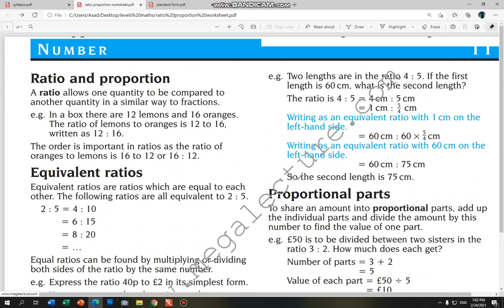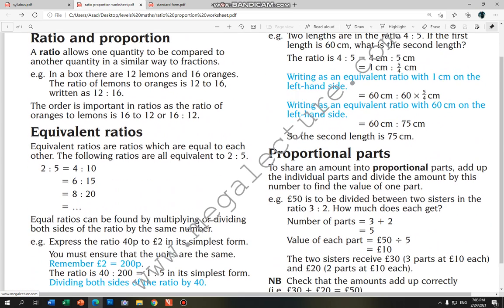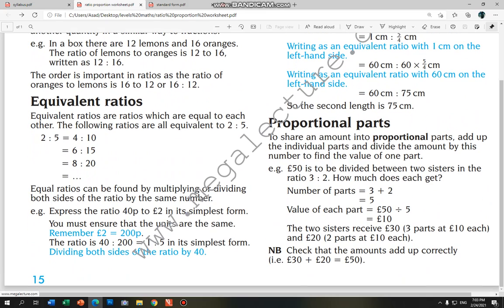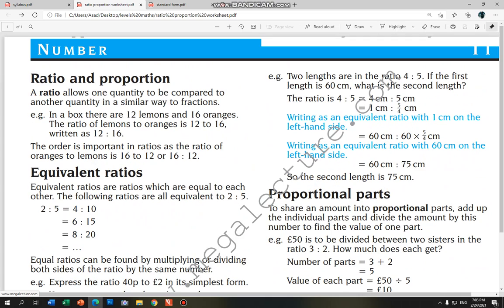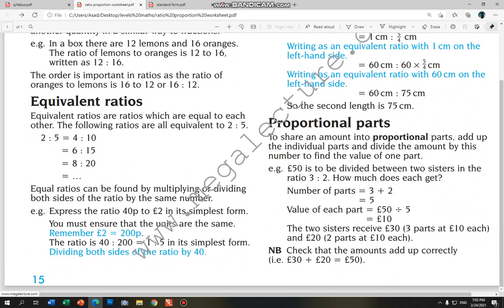So this was my topic for ratio and proportion. I am sure that you surely get these three topics: number 1, ratio and proportion, then equivalent ratios and proportional parts.